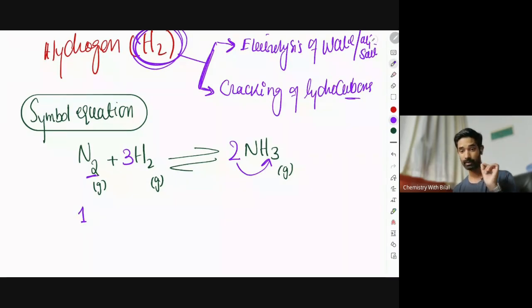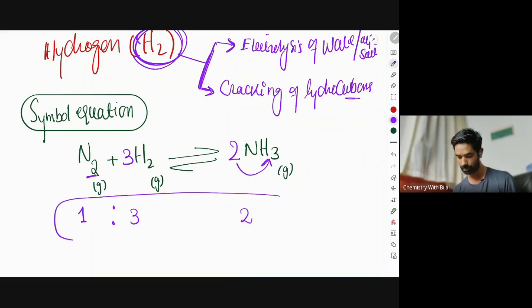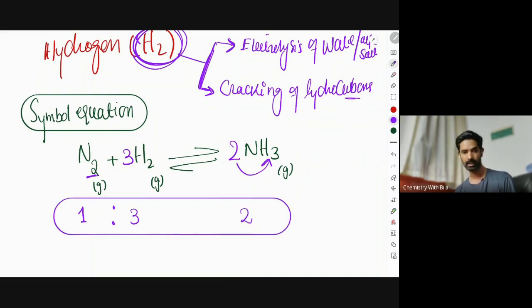When I say one molecule, that means 1 mole of nitrogen exactly reacts with 3 moles of hydrogen to make 2 moles of ammonia. That is the molar ratio here. It's a reversible reaction, and the condition to make ammonia, we need 450-degree temperature.